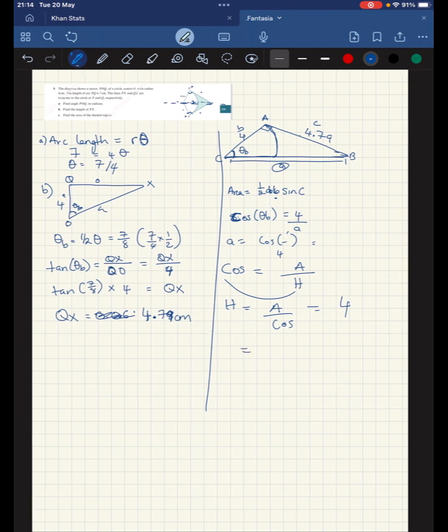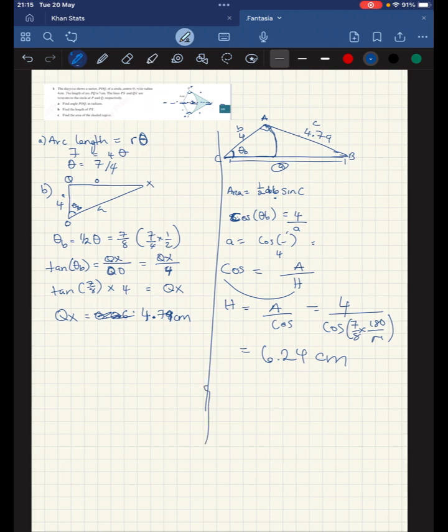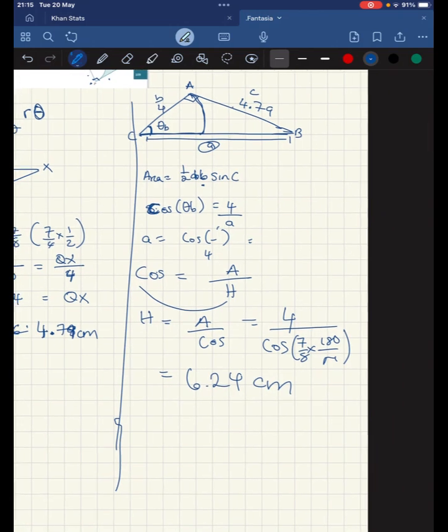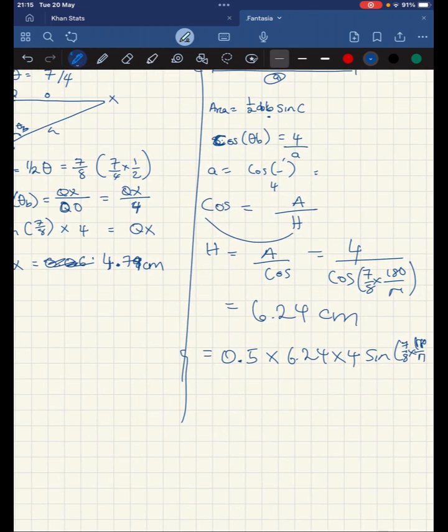And that will give us something along the lines of, so this is 4, so let me just write this down, 4 over cos of 7 over 8 times 180 over pi, and that will give us 6.24 centimeters, right? So then we can now calculate our area and say that our area is then, let me just zoom in a bit, our area is then going to be equal to 0.5 times 6.24. What's b? B again is 4 times sine of 7 over 8 times 180 over pi. And I hope you can see that.